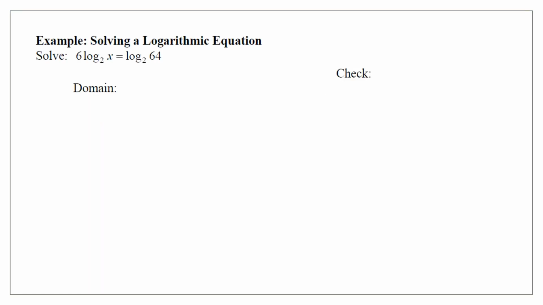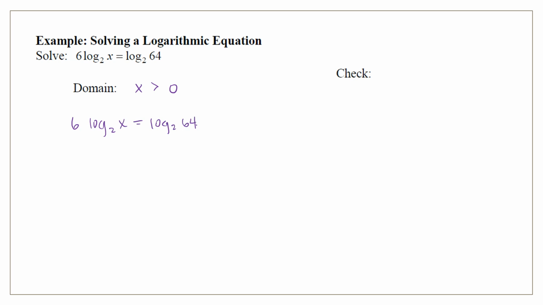So taking these properties, we're now going to solve some logarithmic equations. So here we're asked to solve 6 times log base 2 of x equals log base 2 of 64. We're first going to find the domain, then we'll solve the equation, and then we'll check to verify that our solution is correct. So our domain, we know here that x has to be greater than 0. It's a requirement.